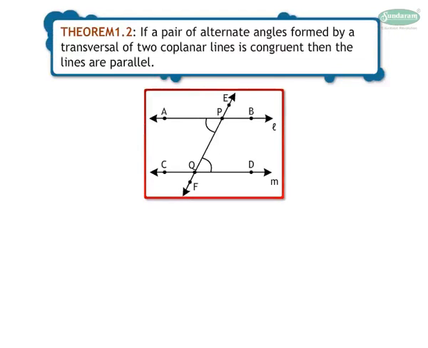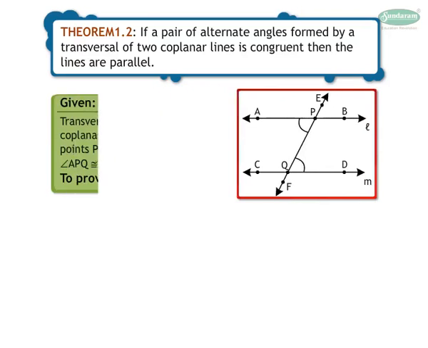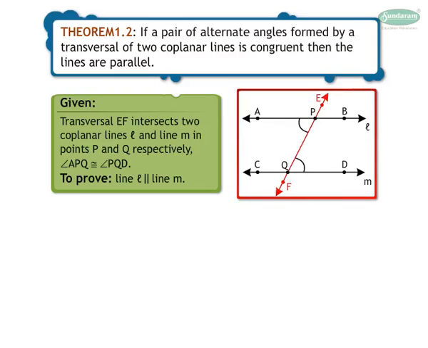Theorem 1.2. If a pair of alternate angles formed by a transversal of 2 coplanar lines is congruent, then the lines are parallel. It is given that transversal EF intersects 2 coplanar lines, line L and line M, at points P and Q respectively, and angle APQ is congruent to angle PQD. We have to prove line L is parallel to line M.